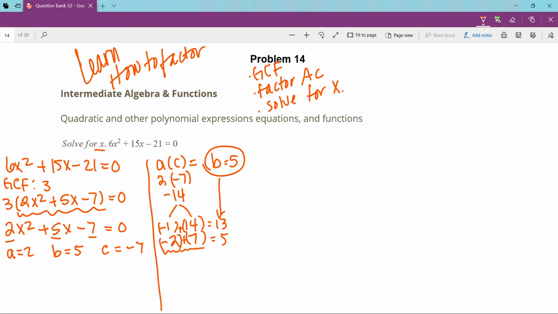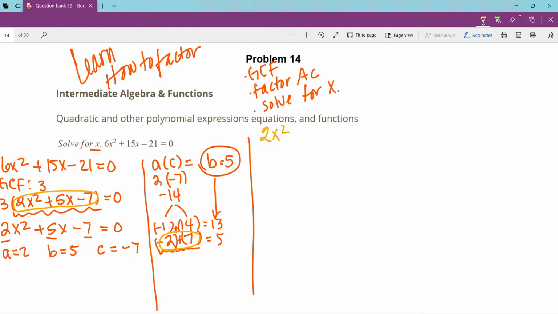So I'm now going to expand my center term. So here's how it goes. I'm now going to use this equation right here and these two factors to expand my center term. So I have 2x squared minus 2x plus 7x minus 7 equals 0. So these numbers became negative 2x and positive 7x.